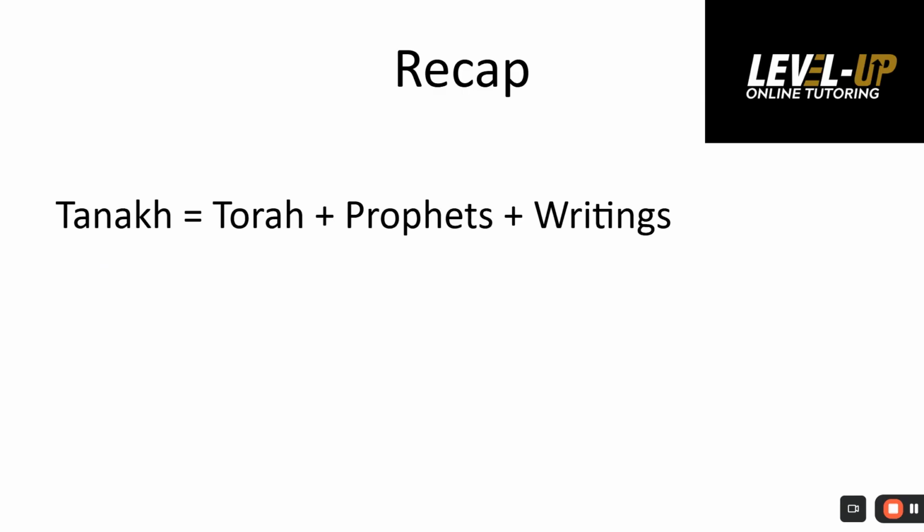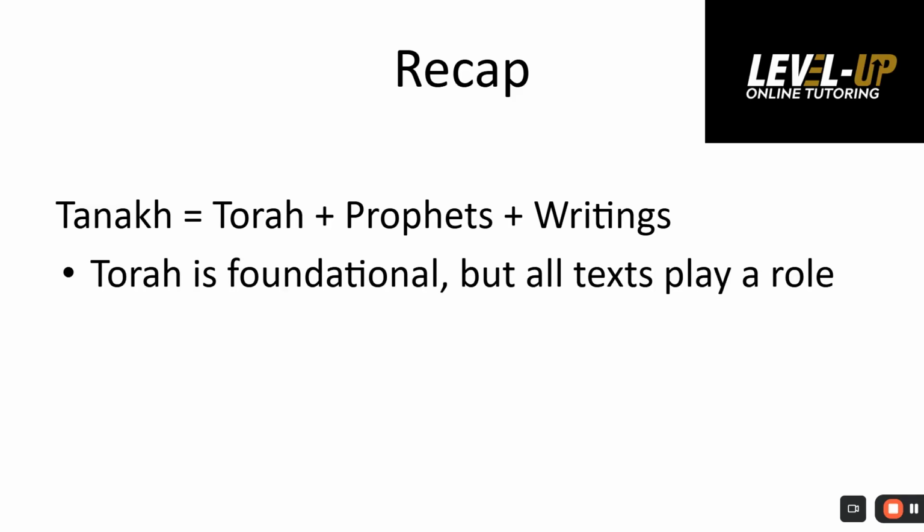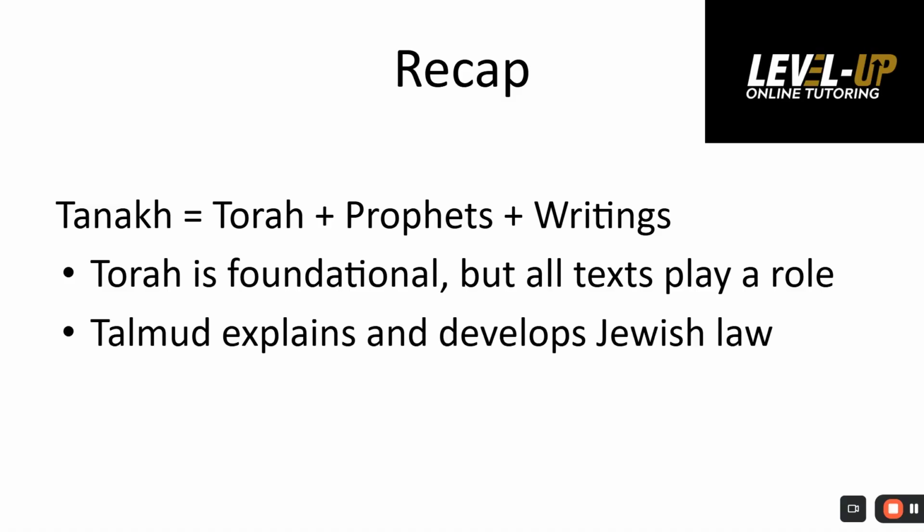So to recap what we have looked at today, we have looked at the Tanakh, which includes the Torah, the prophets and other sacred writings as well. The Tanakh is the collection of all the writings. We've looked at the idea that the Torah is foundational, but all texts play a role. The Torah gives the foundational understanding of Judaism, whereas all the other texts add a little bit of extra material that allows for a more full and complete religion. The Talmud explains and develops Jewish law, so it gives that running commentary on how exactly you should follow those laws and the deeper nuances of some of those laws.